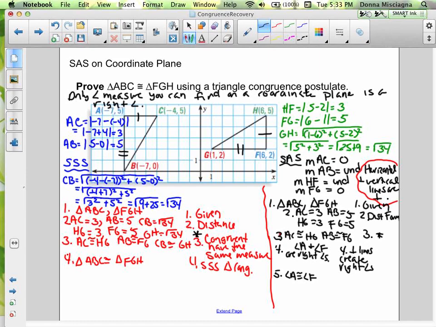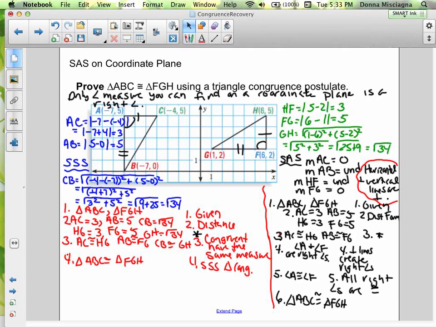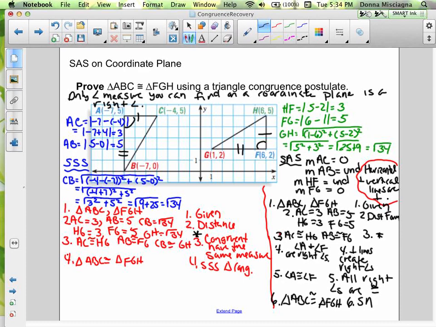So angle A and angle F are congruent because all right angles are congruent. They all measure 90 degrees. And now that we know this is congruent to this, we can say that triangle ABC is congruent to triangle FGH. And the postulate that we used was side angle side. So here's 2 ways to prove the triangles are congruent. We're going to look at one more way to prove the triangles are congruent.